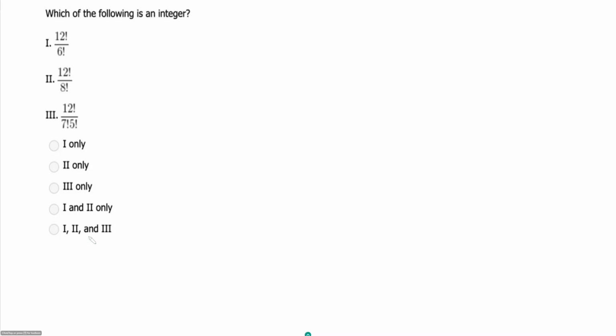Which of the following is an integer? And then we have a 3-in-1 question where they give us three expressions, three factorial expressions. And so what are we looking for?